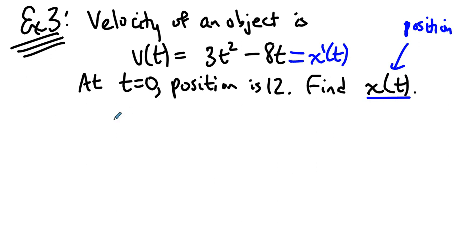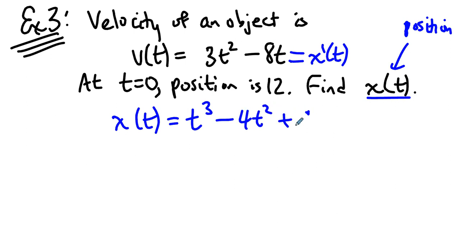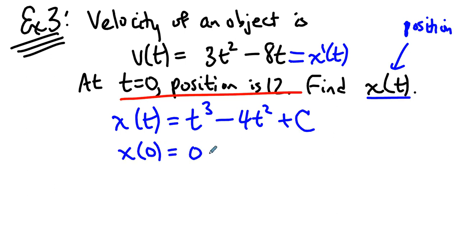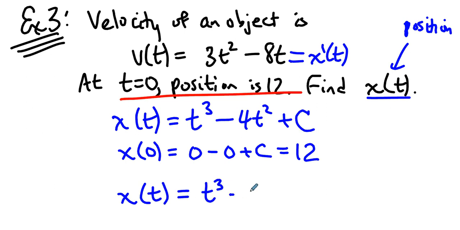So how do we find the x function? Well, we use the power rule because this is a polynomial. So the thing whose derivative is 3t squared is t cubed. The thing whose derivative is 8t is 4t squared. There's a plus a constant hanging out here. Take a moment. Use this piece of information. It tells you what c is, doesn't it? And so the position function is t cubed minus 4t squared plus 12.